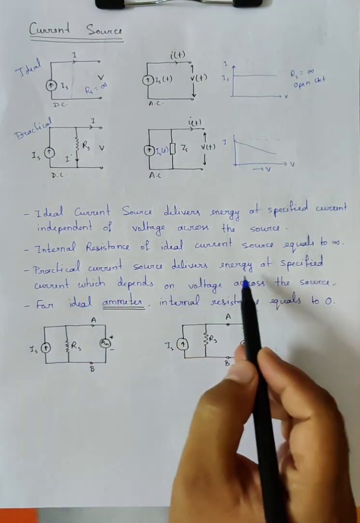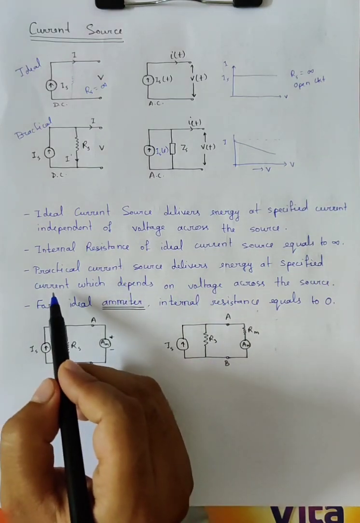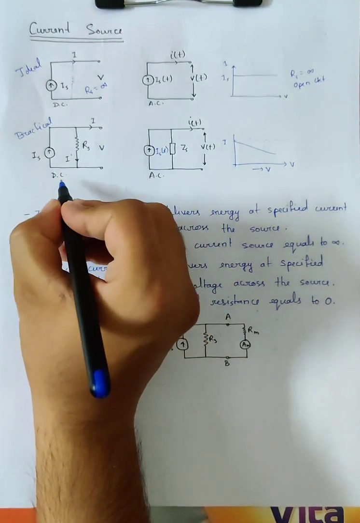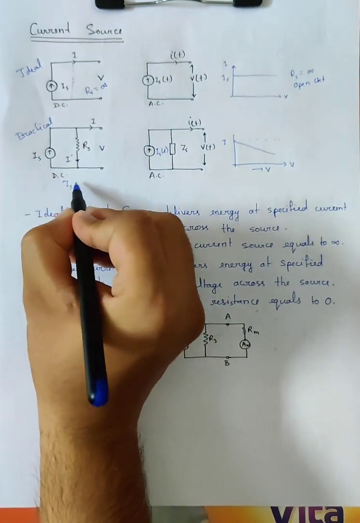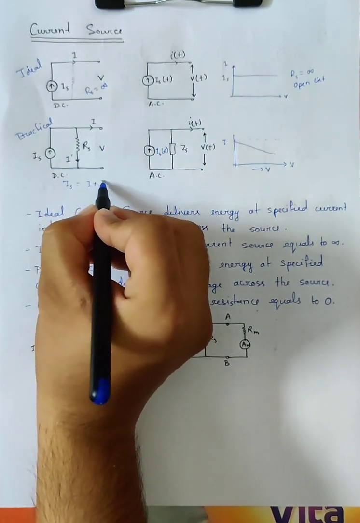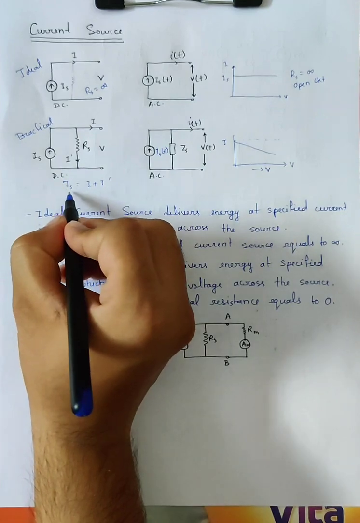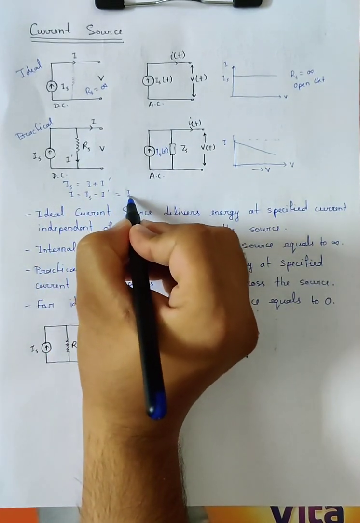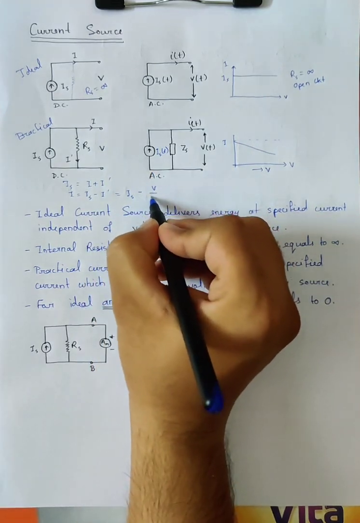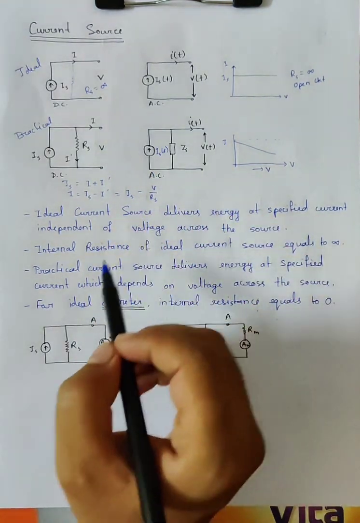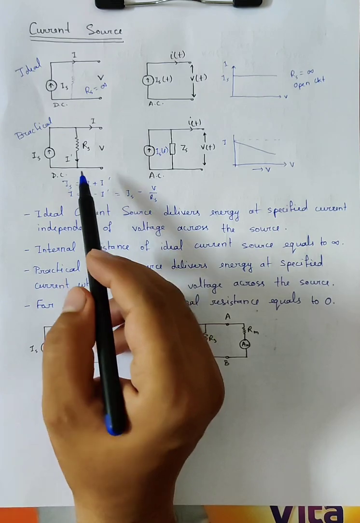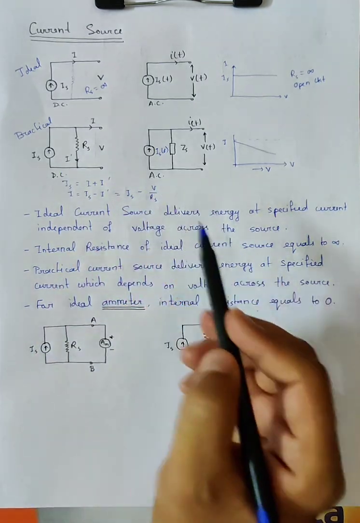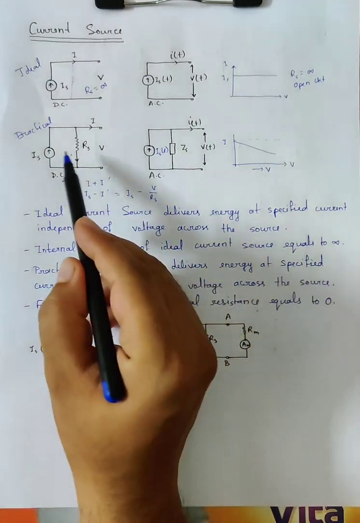Practical current source delivers energy at a specified current which depends on voltage across the source. In this case, we can see that IS is equal to I plus I dash. I is equal to IS minus I dash, which is equal to IS minus V upon RS. So the current delivered by the current source is IS minus V by RS, dependent upon the voltage across the source V.